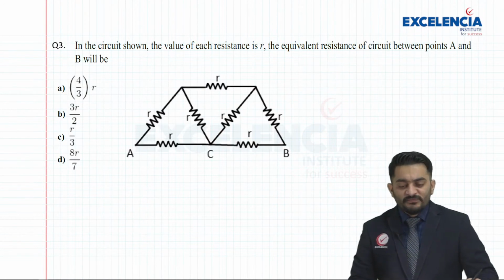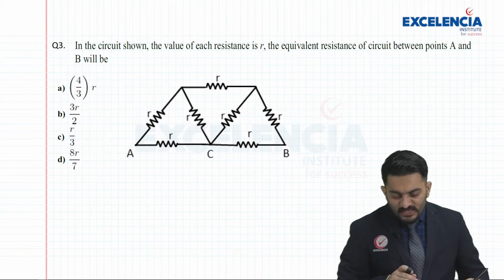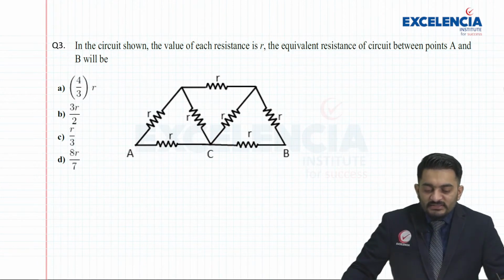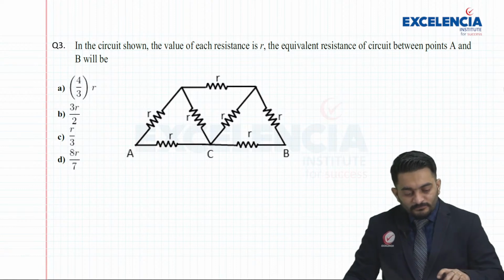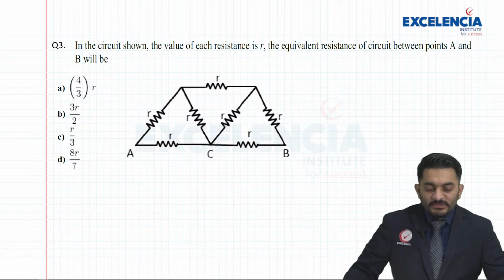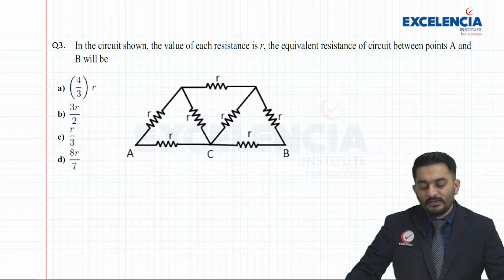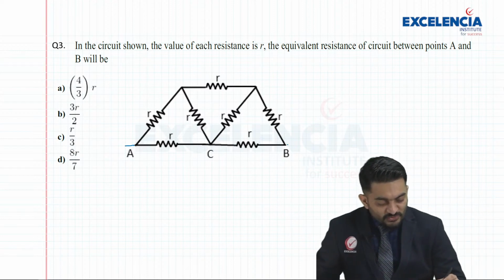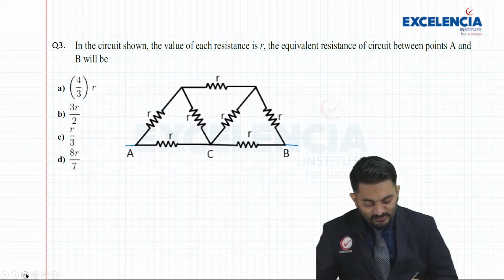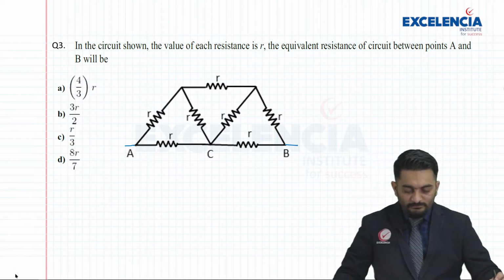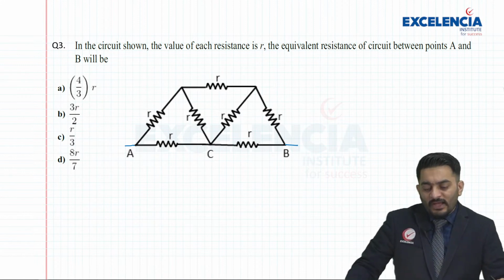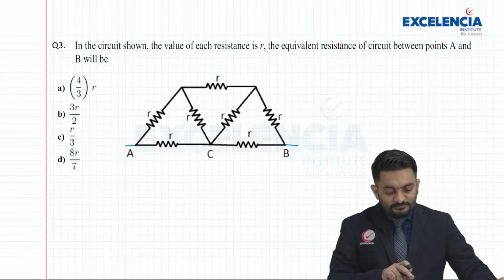Let's move to the next question, where we have a question which says, in the circuit shown, the value of each resistance is R. The equivalent resistance of the circuit between point A and B will be. It's very important to identify from where your current is going to enter and from where it's going to exit. So point A and B are the 2 points which you can see. Between the 2 points you have to calculate the equivalent resistance.